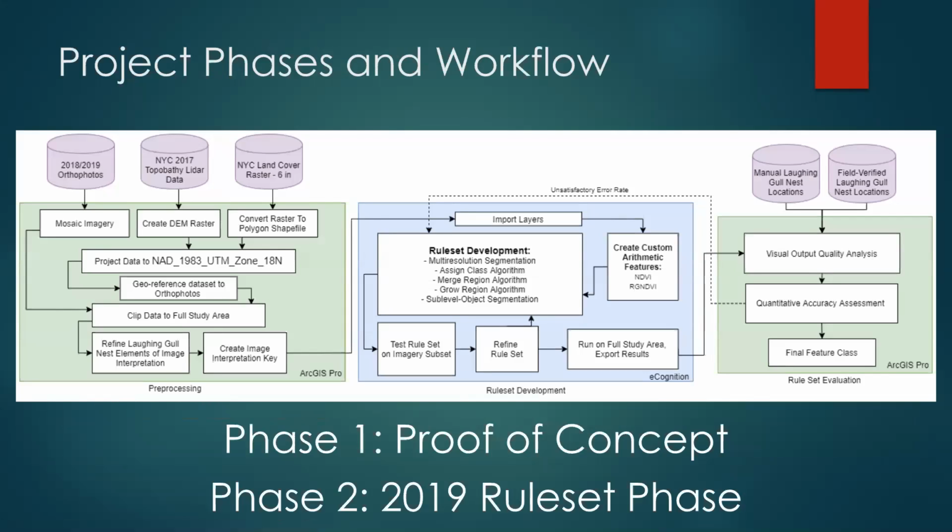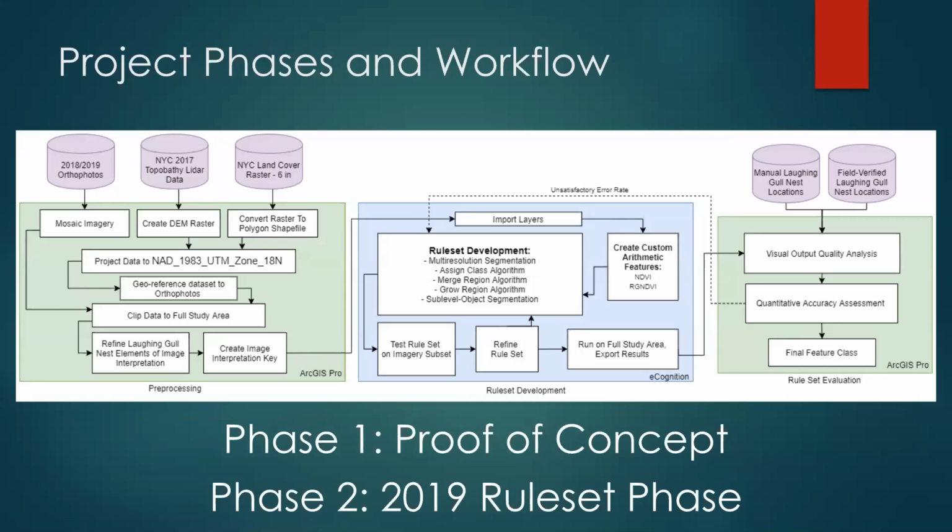So our project was broken down into 2 phases. Phase 1 was the proof of concept phase, which was conducted on a subset of the 2018 imagery. Phase 2 was the 2019 rule set phase, which we conducted using the full set of 2019 imagery for our study area. And this separation was due to the aforementioned availability of the infrared band, which we only had access to for the 2019 imagery.